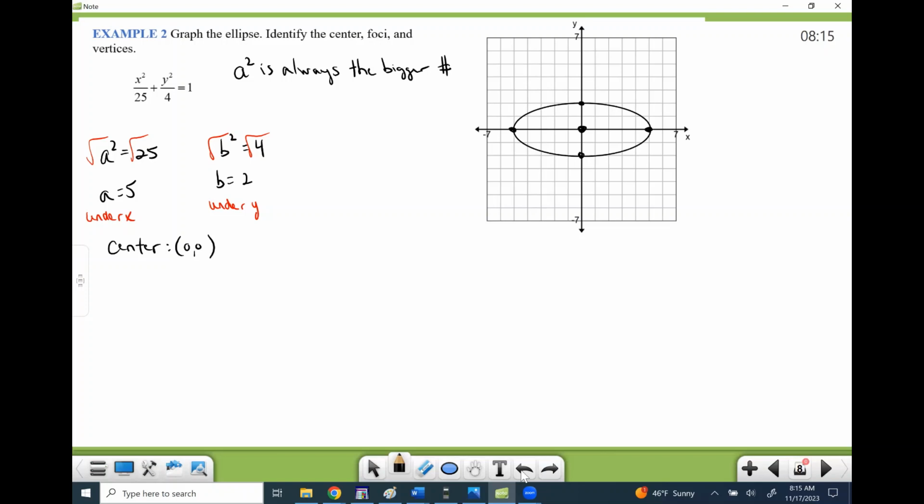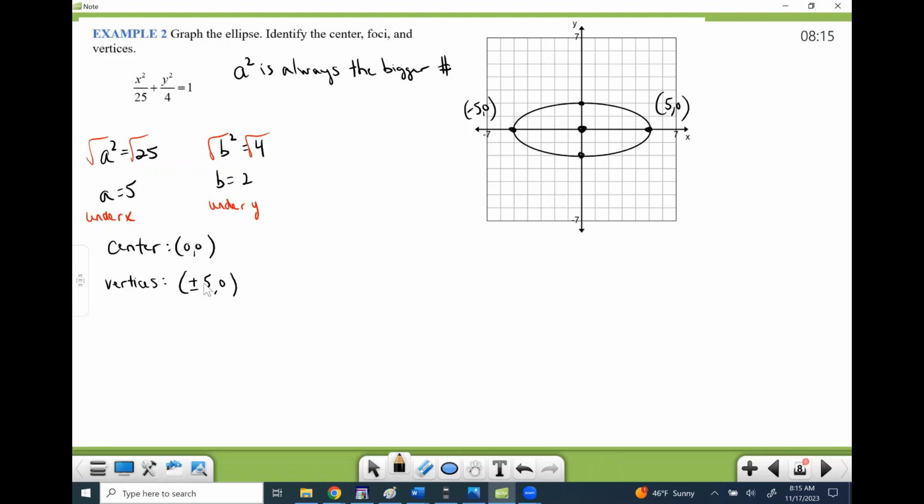Okay, so we identified the center. Now let's identify the vertices. So the vertices in the picture you can see are at 5, 0 and -5, 0. So in other words, plus or minus 5, 0. Okay. So you're always going to use the A to get the vertices. And since it's bigger in the X direction, that's why we placed it right here where the X was. Okay. All right. And then we're going to go ahead and get the foci.